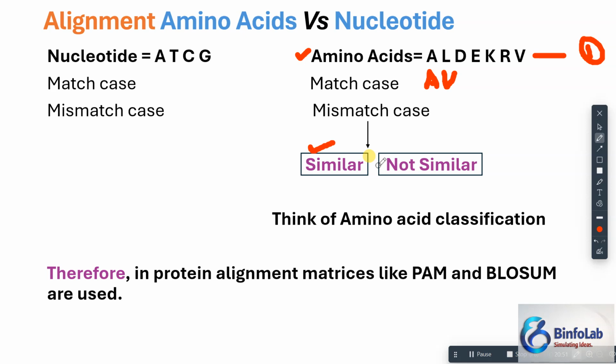Why? What do I mean by similar in the case of amino acids or proteins? By similar, I mean that leucine and valine are both hydrophobic. They both have similar properties. They both do not like interacting with water. So the property is the same, and that's why this is a similar case. Although it is a mismatch, it is a similar case.